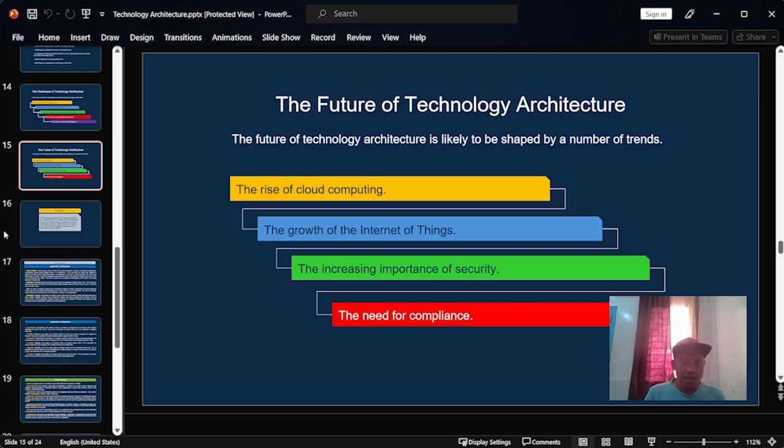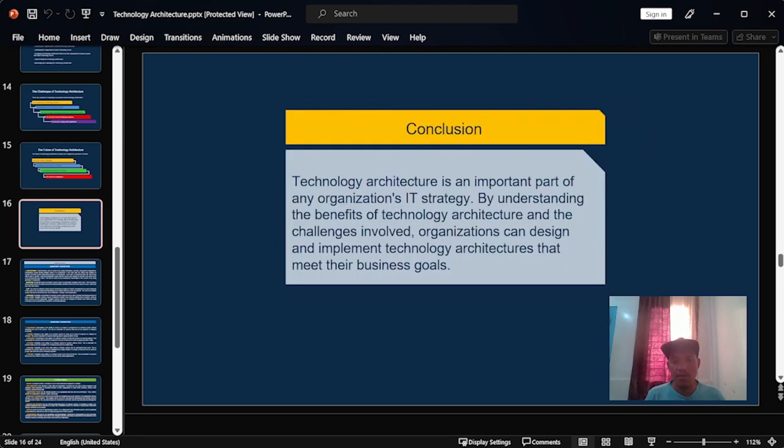So okay, so here's my conclusion. Technology architecture is an important part of an organization's IT strategy, but by understanding the benefits of technology architecture and the challenges involved, organizations can design and implement technology architecture that meets their business goals.